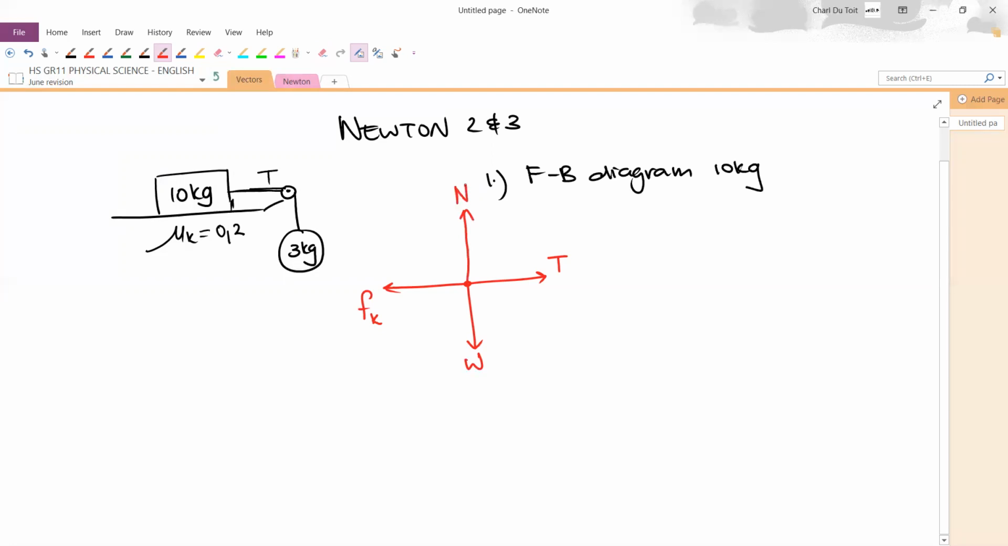Yes, sir. And there's another weight going down as the 3 kg, I think. Yeah, but that's not on the 10 kg. Oh, we are calculating the 10 kg. Oh, yeah. Then that's it. We can do both.